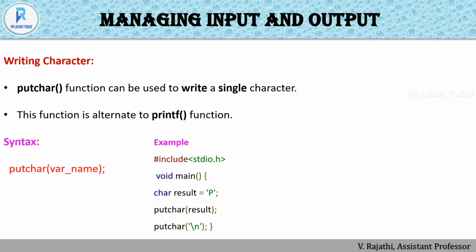Next, we have to discuss how to write a character. For writing a character, we have to use putchar. So the putchar function can be used to write a single character. This function is an alternative to printf. So, getchar is instead of scanf, and the same way, the alternative for printf is putchar. So this is the syntax: putchar, and inside the brackets we have to give the variable name. And this is the example: as usual the header file, and after that the main function, the declaration part, and putchar of result. So this will be the printing statement.